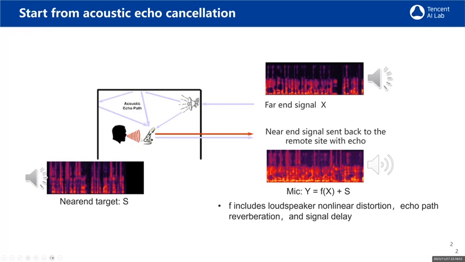We have a near-end speaker, and now the speaker is playing back the far-end signal. And that signal is captured by the microphone as well, so that the microphone receives a mixture of the near-end signal S and a far-end signal FX. Here F includes loudspeaker nonlinear distortions, echo paths, reverberations, and so on.